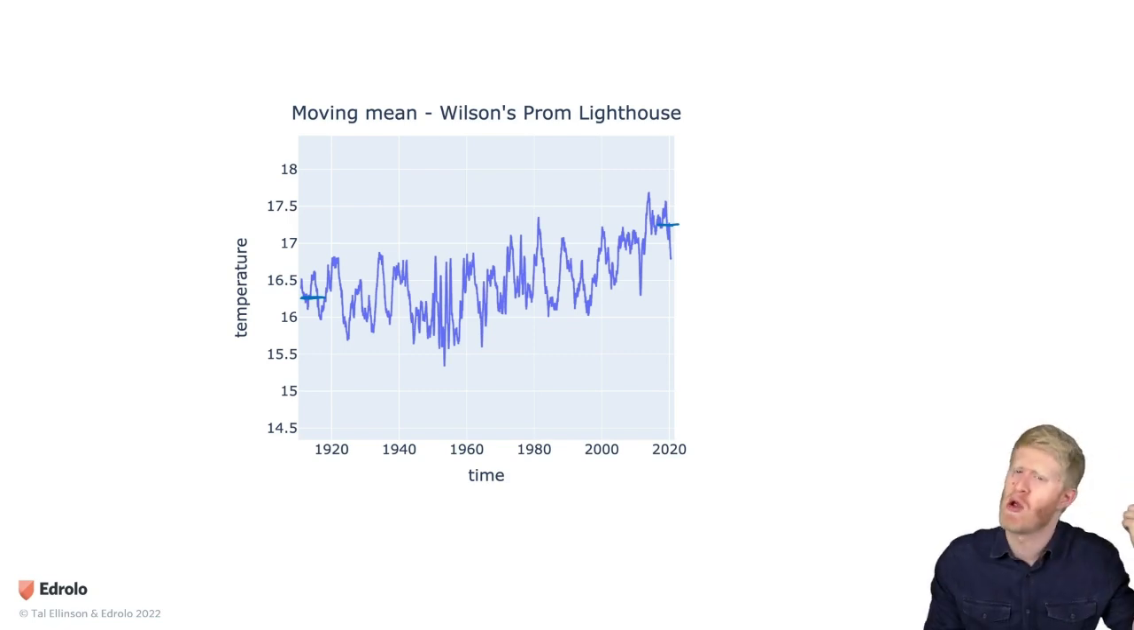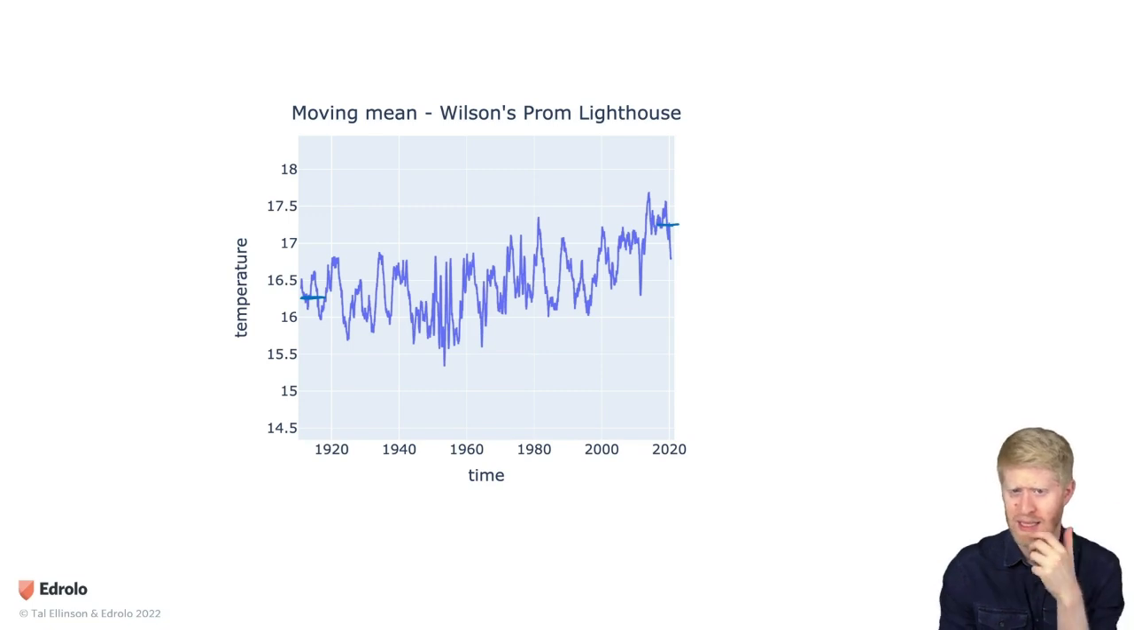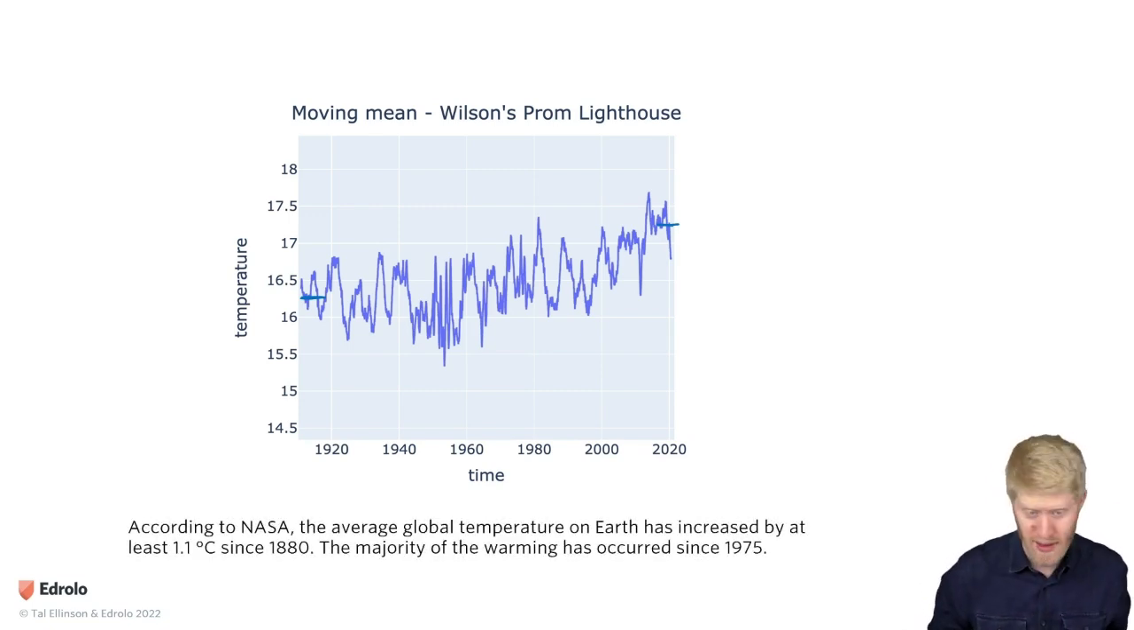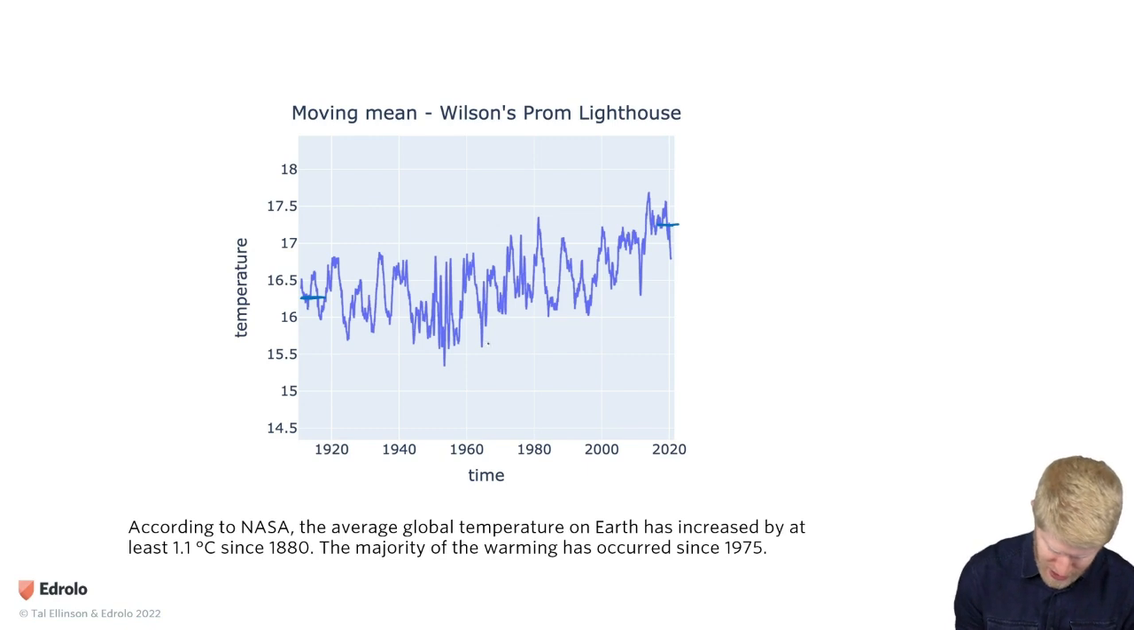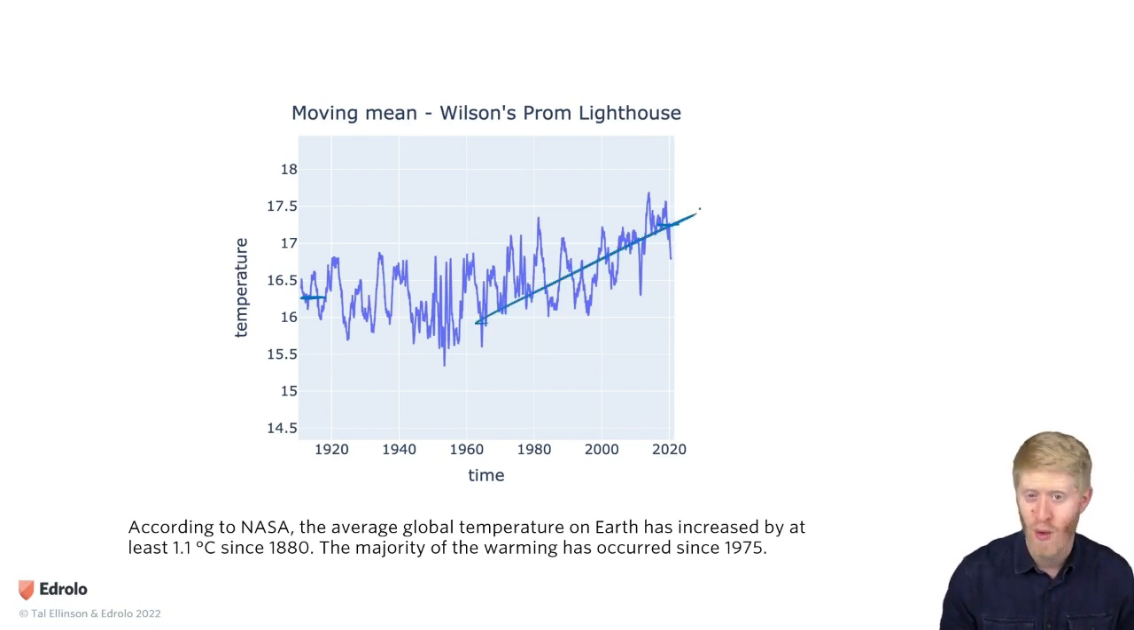But actually that Bureau of Meteorology graph is about anomalies. It's looking for something different. If you do some research online, you'll see that the general consensus is that the Earth has warmed by about 1 degree since industrial times. And the majority of the warming has happened since about 1975, i.e. this. In other words, the exact things that are agreed in climate science today are seen from the raw data of the Wilson's Prom Lighthouse that you can easily find and scrape online.